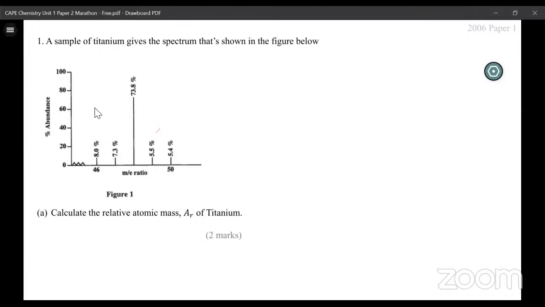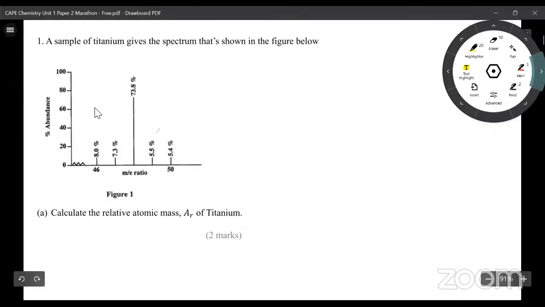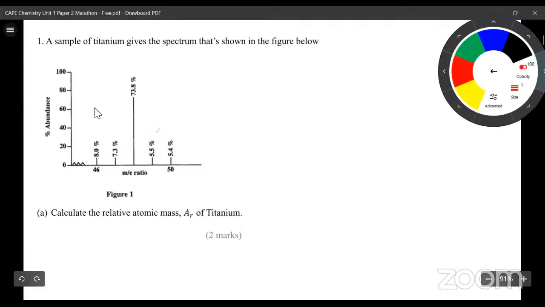A sample of titanium gives the spectrum shown in the figure below. So here we have the spectrum being shown, and what they want you to do is calculate the relative atomic mass, Ar, of titanium.